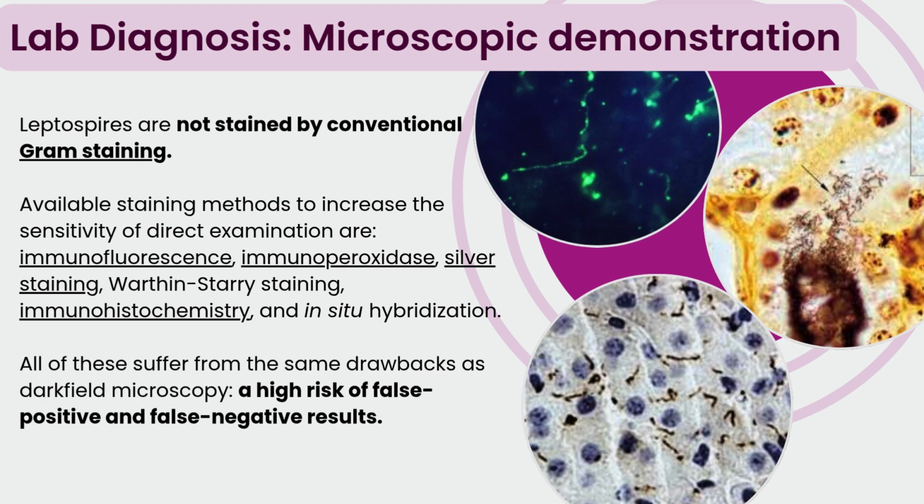So here, leptospires are not stained. Remember this one, not stained by the conventional Gram staining. Available staining methods to increase the sensitivity of direct examination are immunofluorescence, immunoperoxidase, silver staining, Warthin-Starry staining, immunohistochemistry, and in situ hybridization. All of these suffer from the same drawbacks as dark field microscopy, which is that they give a high risk of false positive and false negative results.